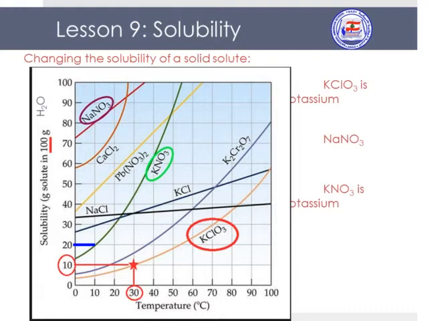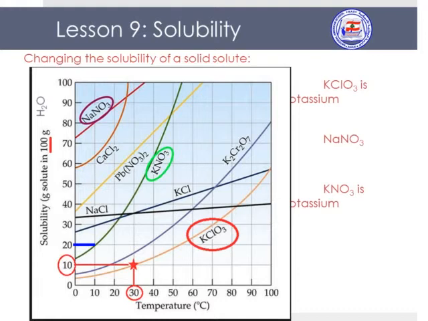If we look, for example, in front of you, we can read from the graph the solubility at different temperatures. Let's take the example of potassium chlorate at 30 degrees Celsius, which is circled in front of you. If you follow the graph, you can see that the solubility of this solute is 10 grams in 100 grams of water. Now we can take another example.